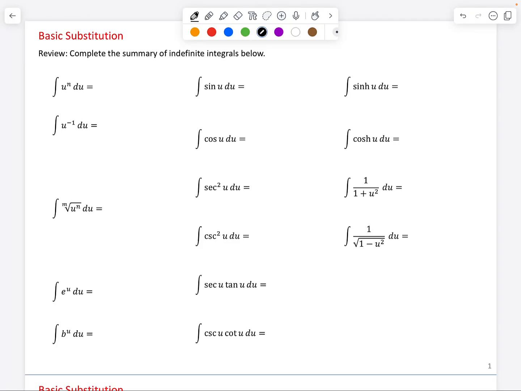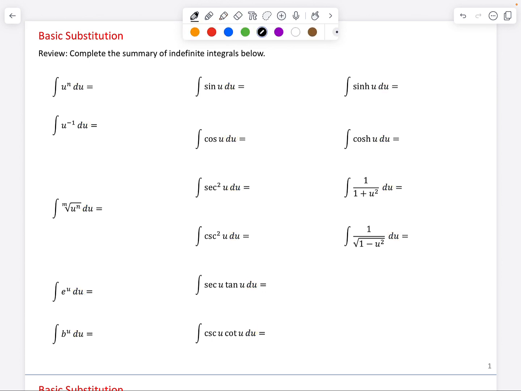Hello, calculus students. This lecture will be on a method of anti-differentiation that uses what's called a basic substitution. Now, by way of review, complete the summary of indefinite integrals below. First thing you'll notice is that every integral is in terms of u, as indicated by all of these differentials.